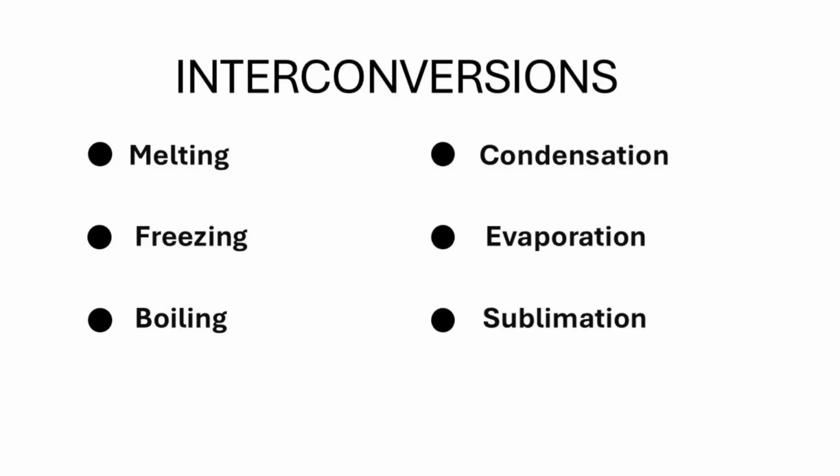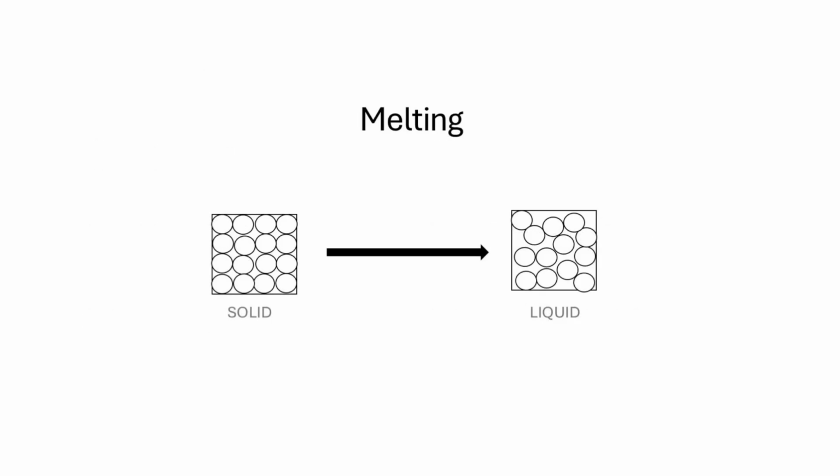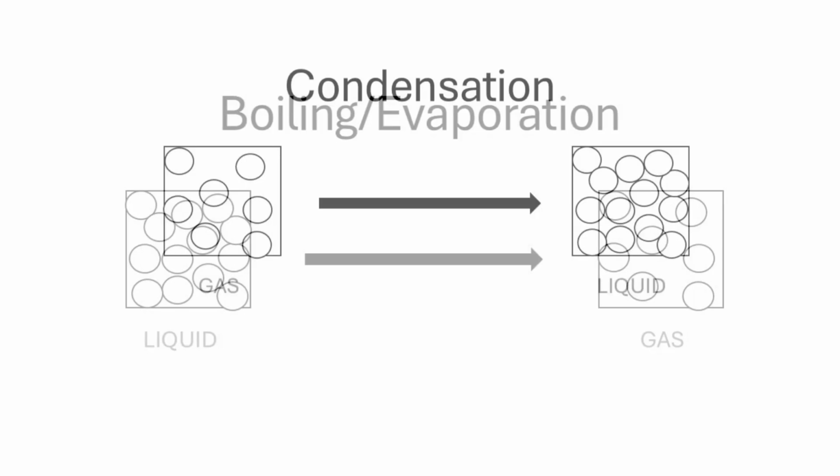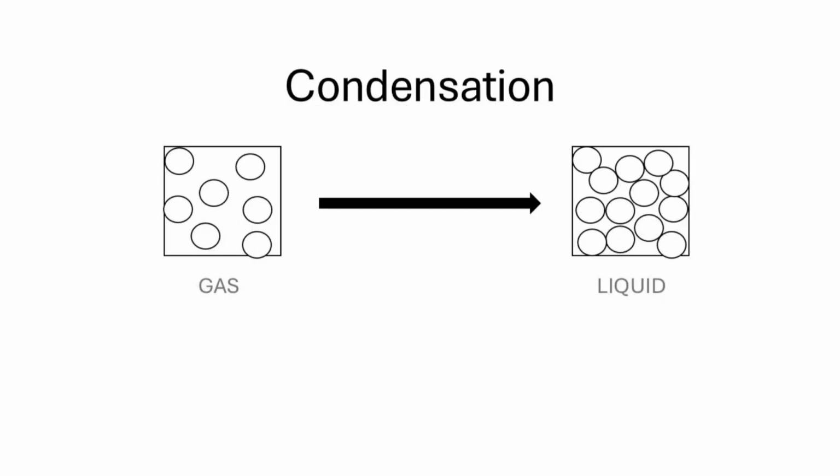Now, let's discuss how these states interconvert. The main processes are melting, freezing, boiling, condensation, and sublimation. Melting occurs when a solid turns into a liquid, usually by adding heat. This increases the energy of the particles, allowing them to break free from their fixed positions. Boiling happens when a liquid changes into a gas as it absorbs heat. Conversely, condensation occurs when a gas cools down and turns back into a liquid.